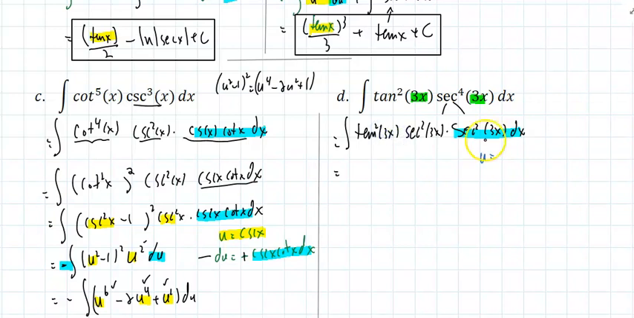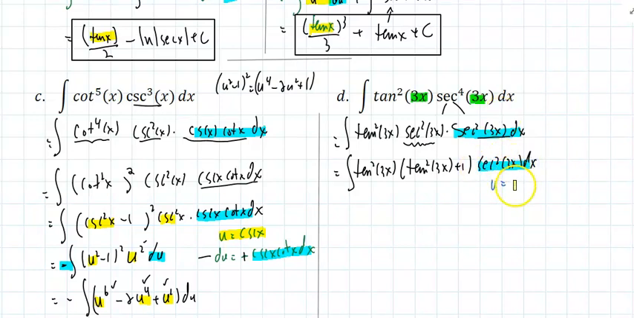Well, what do you take a derivative of to get secant? You take a derivative of tangent, which means I need to get rid of this piece. There's a tangent squared of 3x, and I know secant squared is tangent squared of 3x plus 1. And my secant squared of 3x, my du, I make sure that I don't tamper with that anymore, otherwise I'll run into a loop.